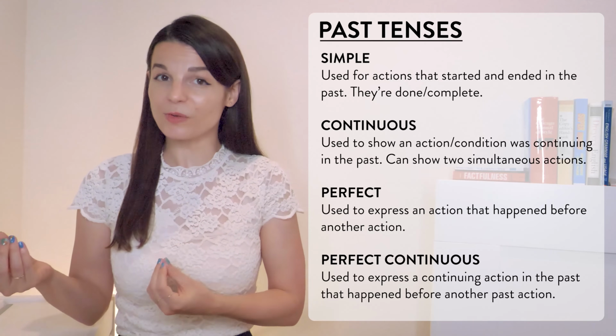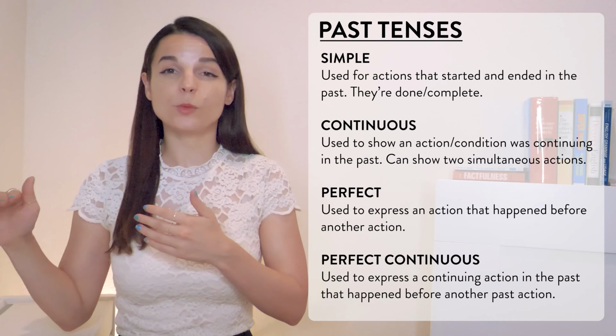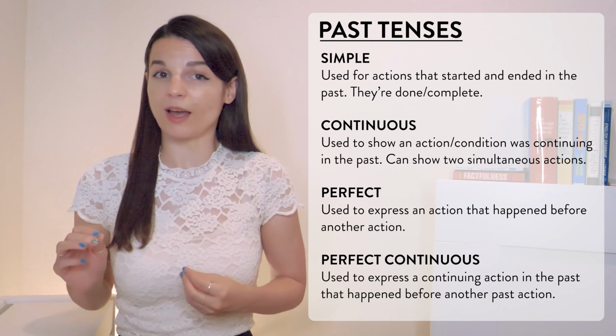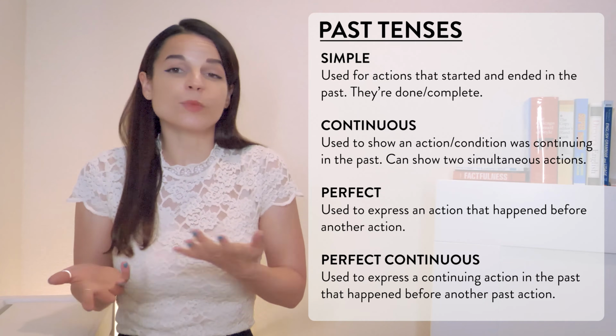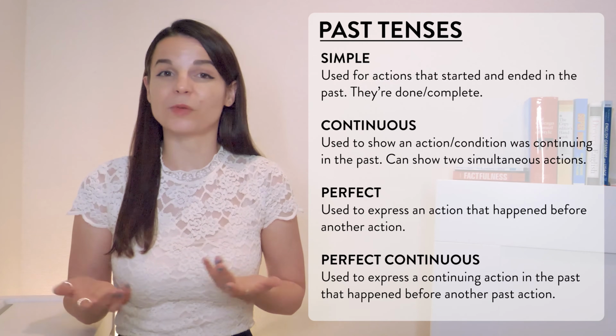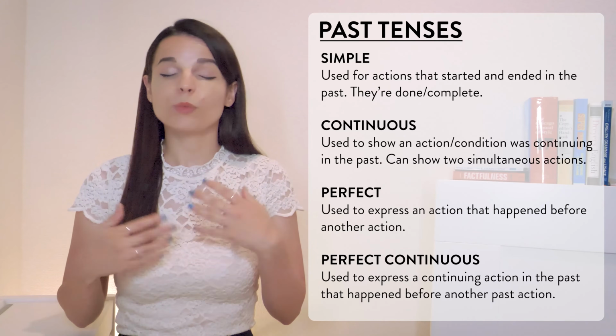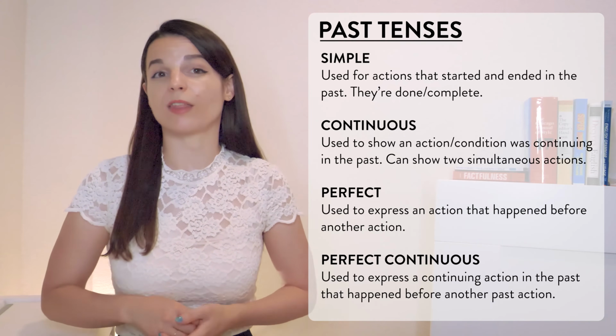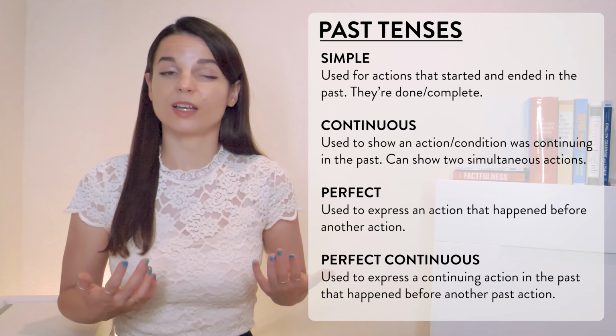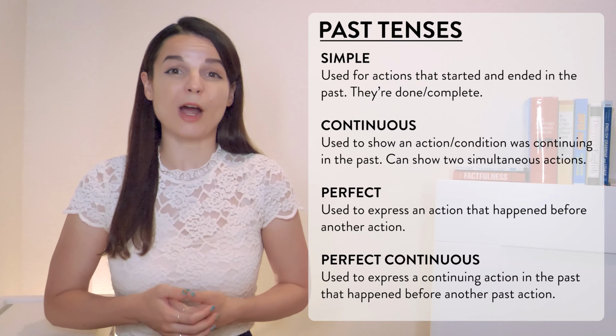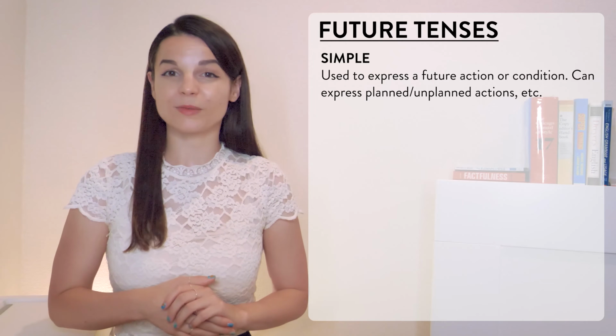Past perfect continuous is used to express a continuing action or condition in the past. We can use this tense to express a sequence of actions. It's arguably most commonly used to show that a continuing past action was interrupted or changed by another past action. For example, I had been sleeping for just 4 hours when suddenly my alarm went off. Okay, great. Now let's take a quick look at the future tenses.